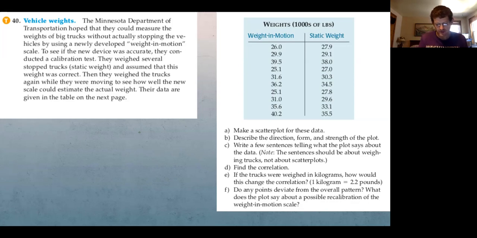I'm not gonna sit here and actually draw it, except to show kind of, I'd have my driving weight right here and my static weight right here. And you can see what the form of that looks like. I won't draw the points on. So looking at that on your calculator, how would you describe the direction, form, and strength of the plot?